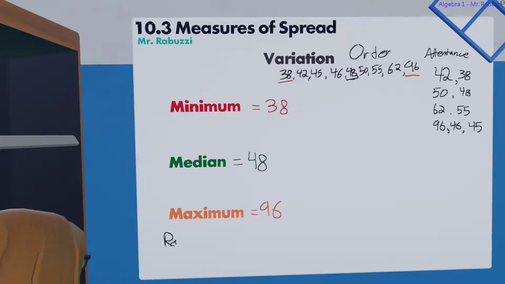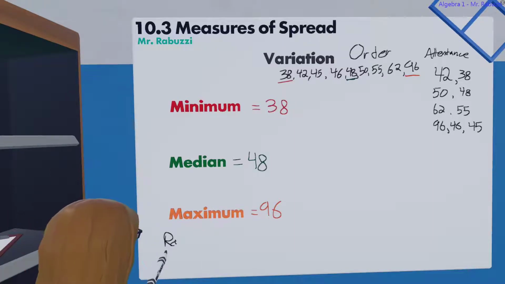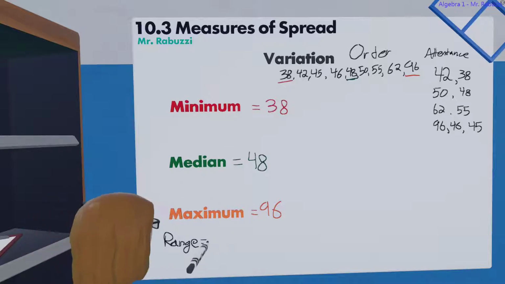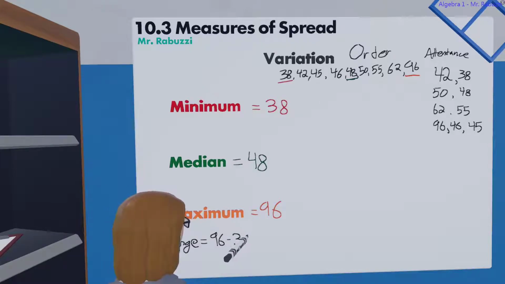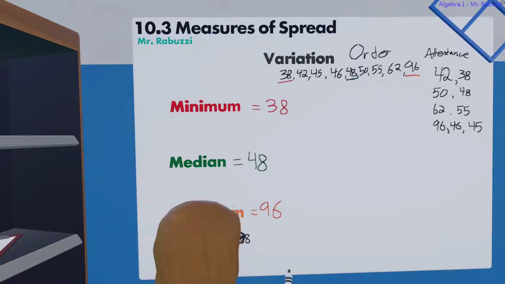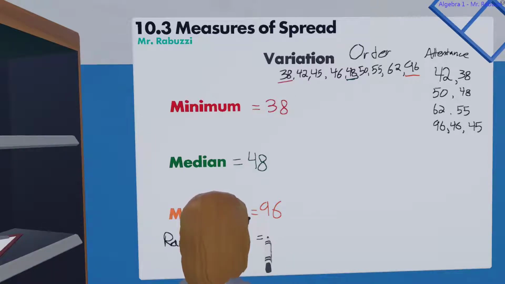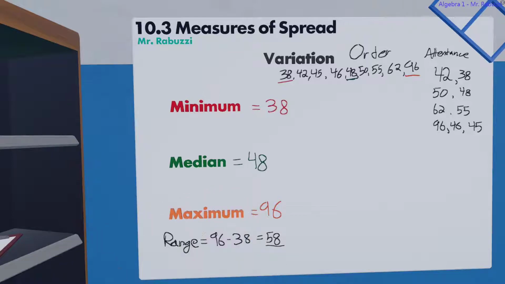Oh, I'm getting off the grid. Here we go. What is the range of the data? Range is maximum minus minimum. So it's 96 minus 38, which is 58. Okay, we don't need that right now, but it's good to know.